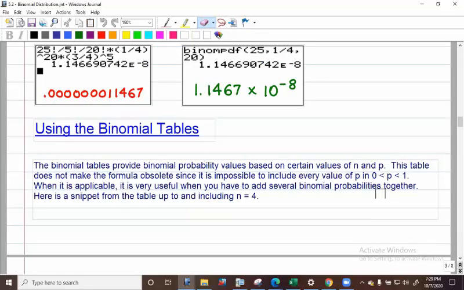Now the binomial tables, the problem is they don't work for all situations because it's really impossible to have an infinite set of tables to do this in. But I'm going to show you how I like to do this for testing purposes. Hopefully the homework will go along with this. But if not, I'll explain to you how I do this for testing purposes.